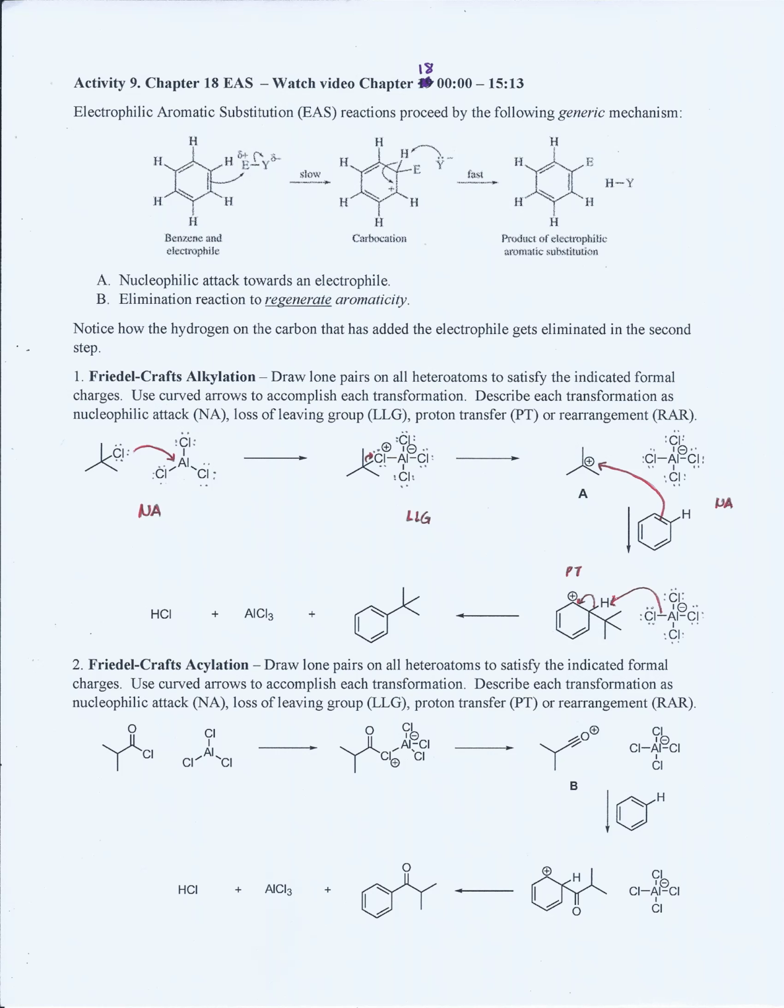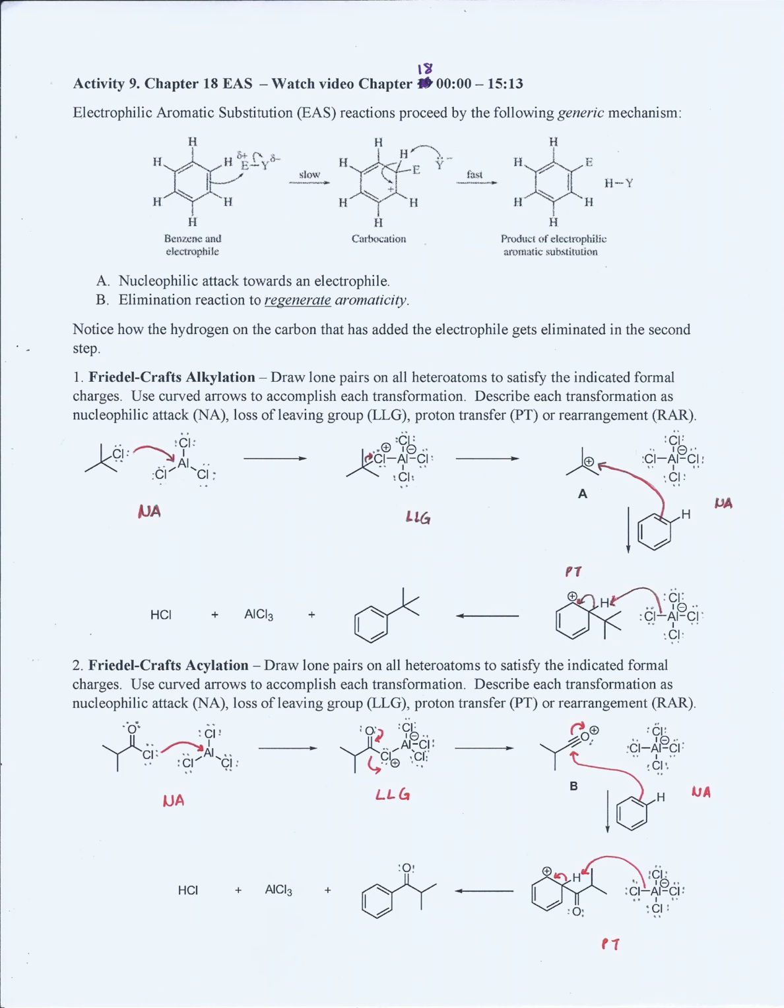Now for Part 2, Friedel-Crafts acylation. For Part 2, we also need to show lone pairs and identify each transformation. The same idea applies. We need to create an electrophile. First, the acid halide will do a nucleophilic attack on the AlCl3, then the lone pairs of oxygen will make the triple bond and kick out the AlCl4, hence loss of leaving group.